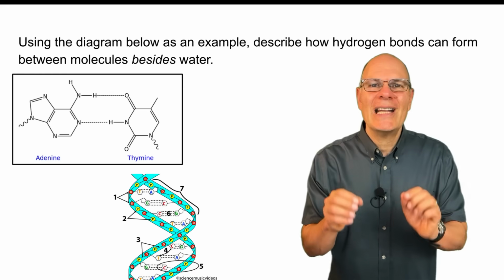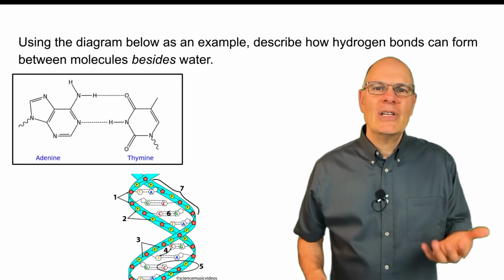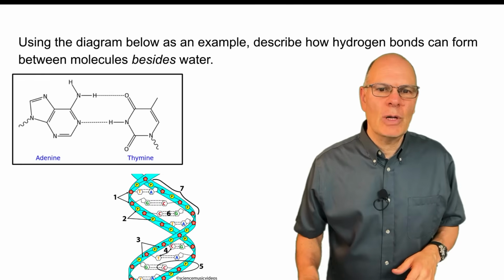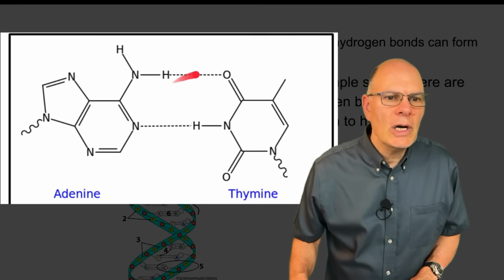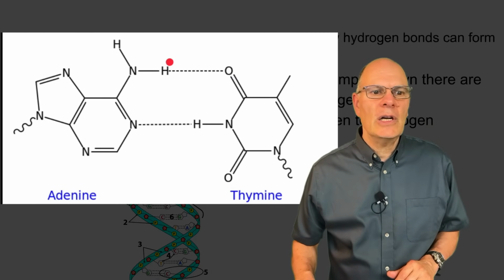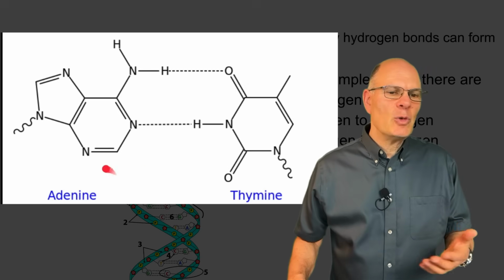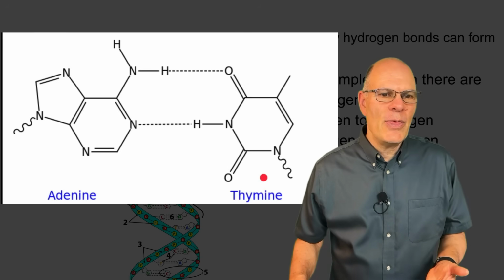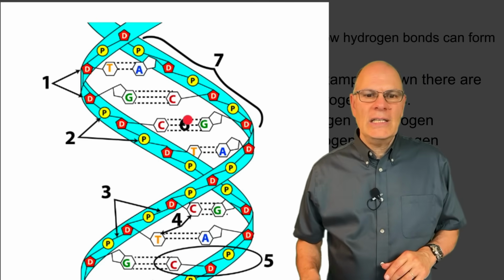Using the diagram below as an example, describe how hydrogen bonds can form between molecules besides water. The key idea is that hydrogen bonds are everywhere. They're not just within water. They're essential in biology in general. So in this example, there are 2 hydrogen bonds, and here's one oxygen to hydrogen over here. Here's another one between nitrogen and hydrogen. This is between the nitrogenous bases adenine and thymine. And these are the hydrogen bonds that hold together DNA.